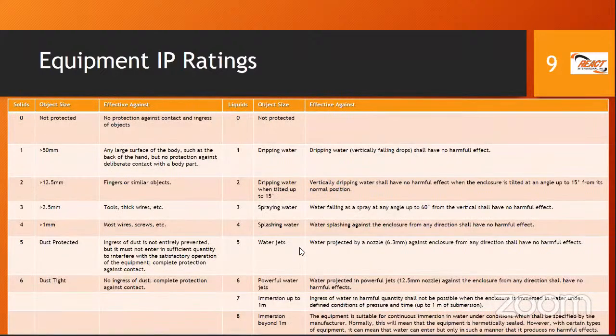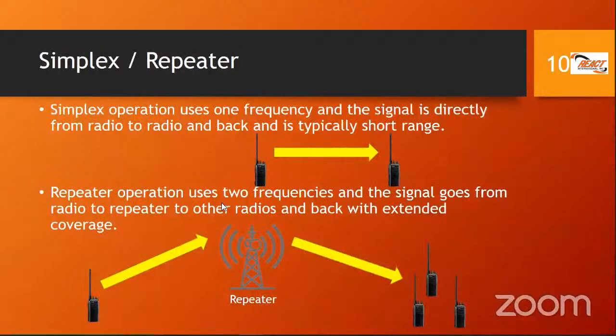This is the slide on the various types of IP ratings, how it's constructed. So we said there's the letter IP followed by two digits. The first digit is this first column. It tells you what a zero is, what a six is, and all digits in between. And the second digit, again, you have from zero to eight, and it tells you what zero to eight is. You can always research that for IP ratings. So when you see your specifications in the radio, it'll tell you what that IP rating means.